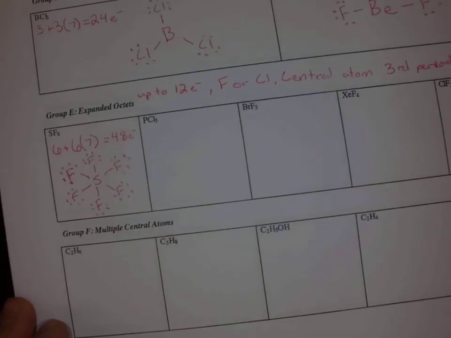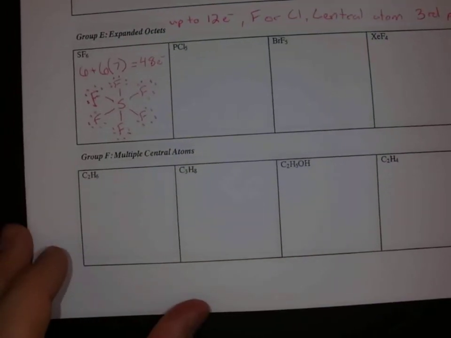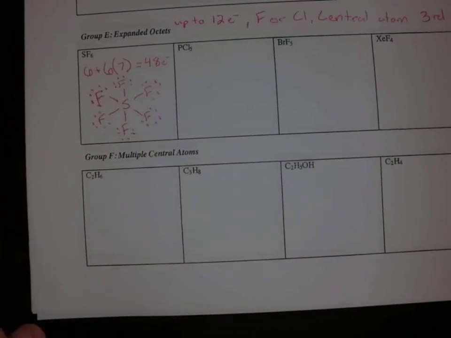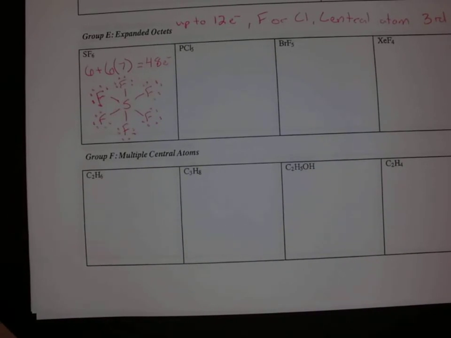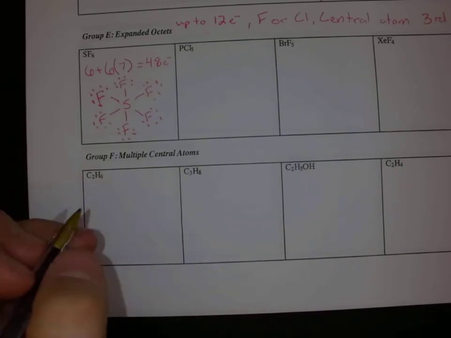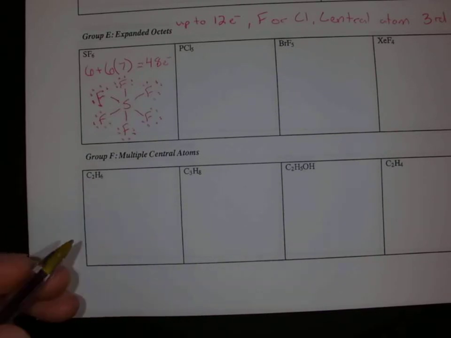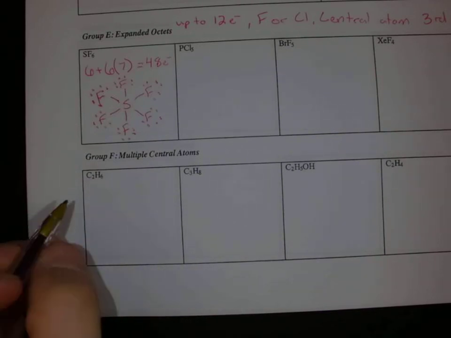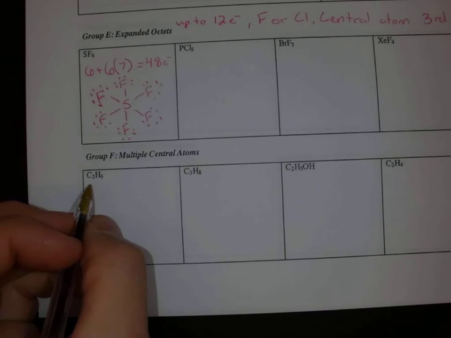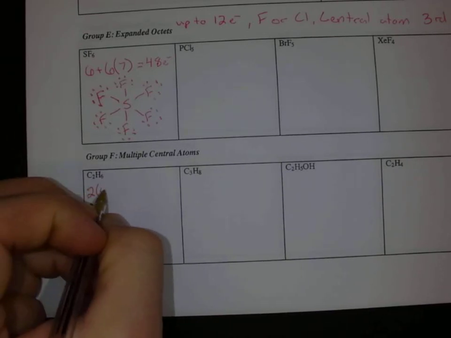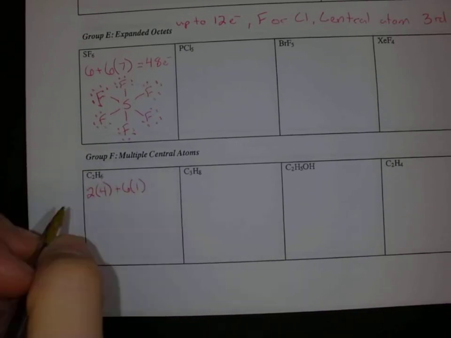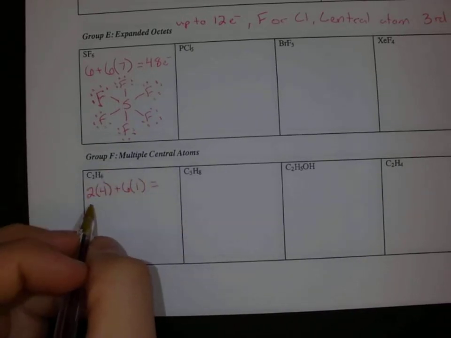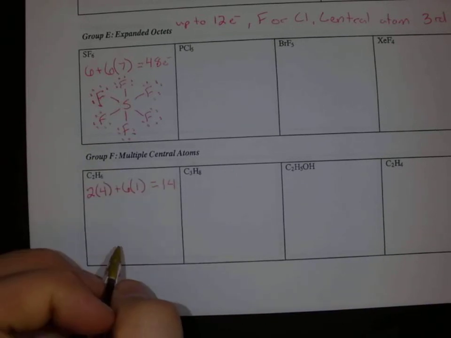Let's look now at our multiple central atoms. In our multiple central atoms, we are going to have multiple atoms in the center. We can do our exact same steps, but now we have to be a little bit more careful when we build our skeleton. So let's start first off just counting our electrons. For carbon, we have 2 times 4 plus 6 times 1 for hydrogen. That's 6, that's 8, that's 14 electrons total.